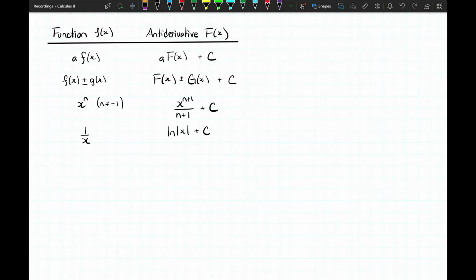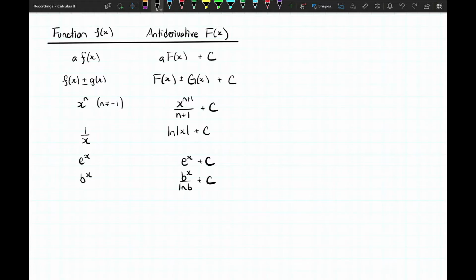Okay, time for an easy one. Of course, the antiderivative of e to the x is e to the x plus c. And if you want to extend that, for any base b, the antiderivative of b to the x is b to the x over the natural logarithm of b plus c.